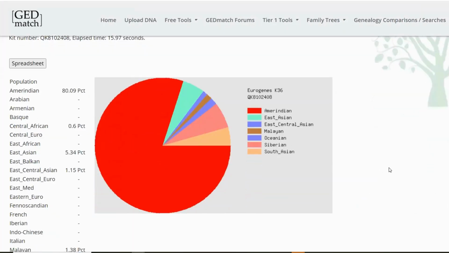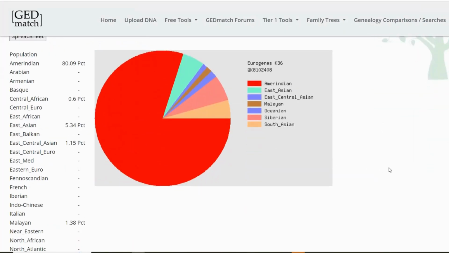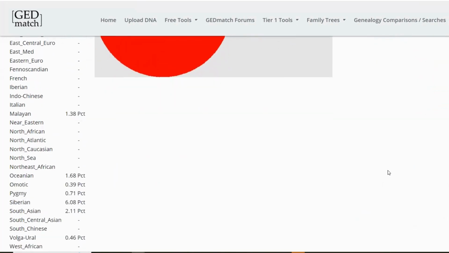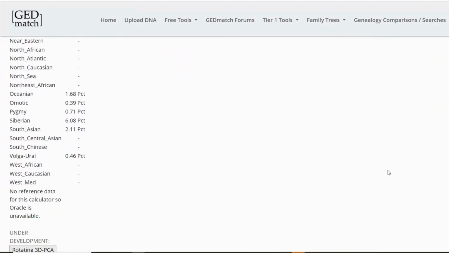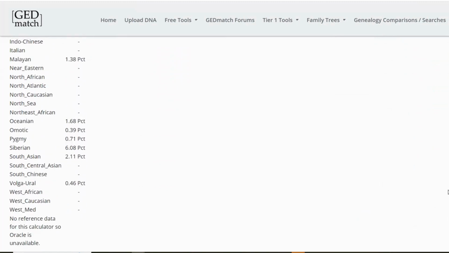Okay. So we're at 80.9% indigenous. We have Central Africa, East Asian, Central Asia, Malayan, and some numbers are not presented on the pie chart because they're too small to quantify. But those are all the regions that are Tuna.